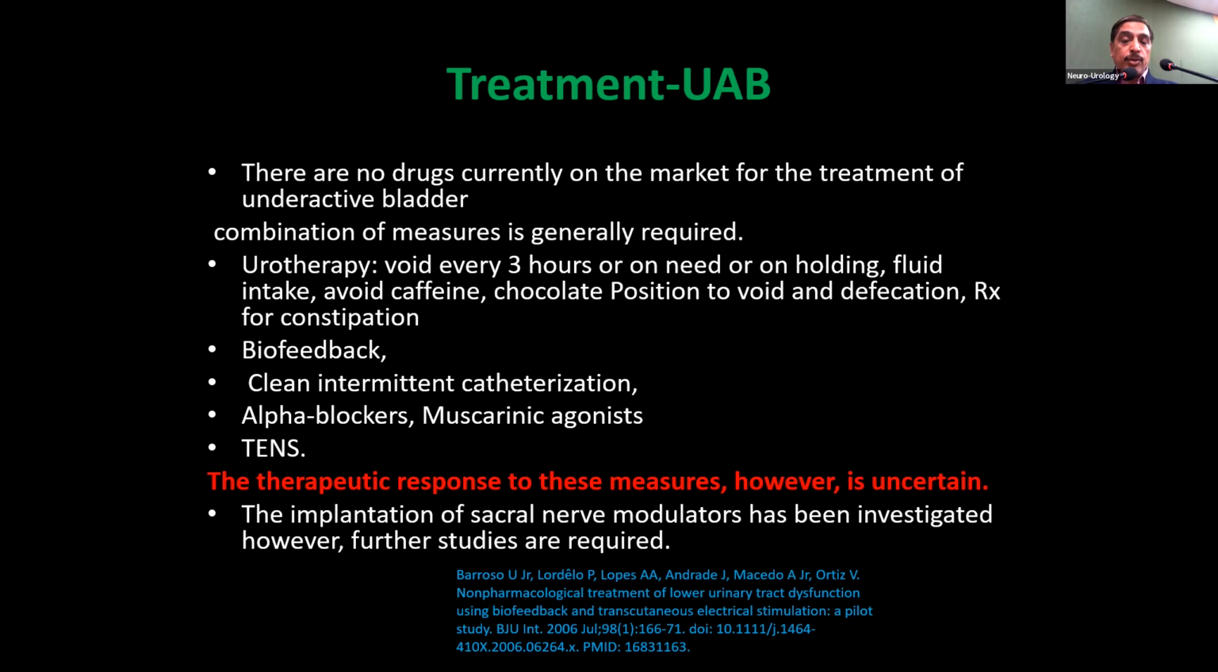Then the combination of measures which is generally required is urotherapy: void every 2 to 3 hours, or on need, no holding, fluid intake, avoid caffeine, chocolate, position to void, and defecation. We have to address this, and treat constipation. Next, along with this, is biofeedback. Clean intermittent catheterization is the main component of my practice. Use alpha blockers and TENS judiciously, but empirically. At the end, I conclude the therapeutic response to these measures, however, is many times uncertain.